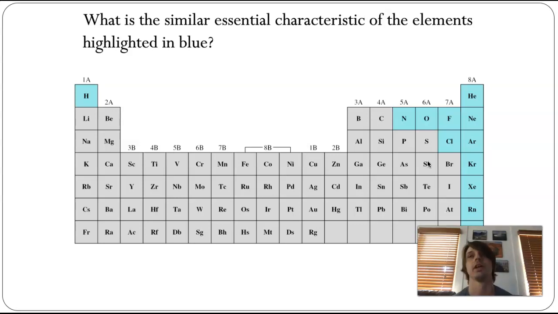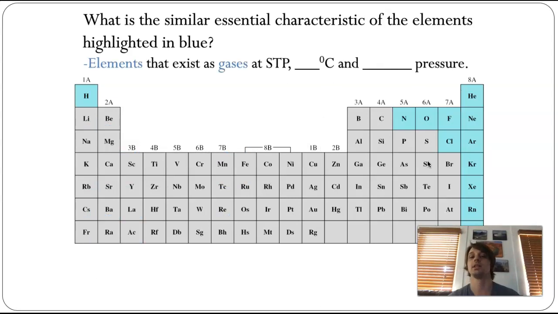Ionic? Covalent? That's what we're going to talk about next. But first, let's quickly remind ourselves what STP is, because this is a chart highlighting the elements that exist as gases at STP. And remember, STP is 0 degrees Celsius and 1 atmosphere of pressure.